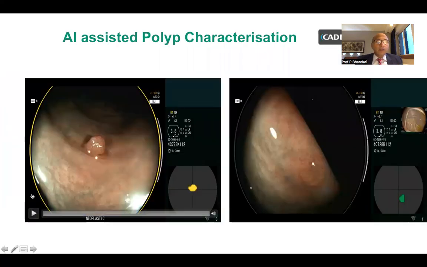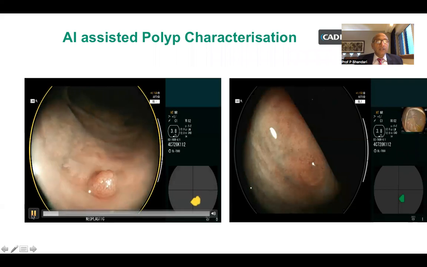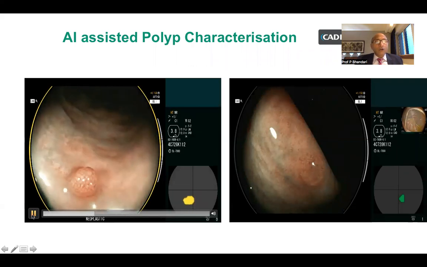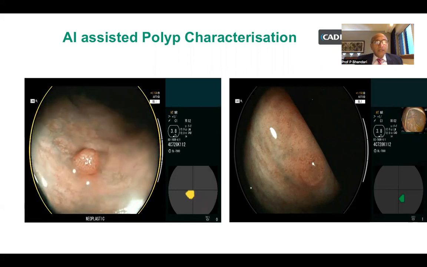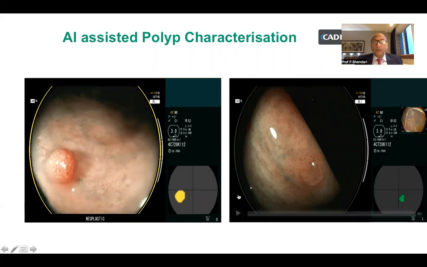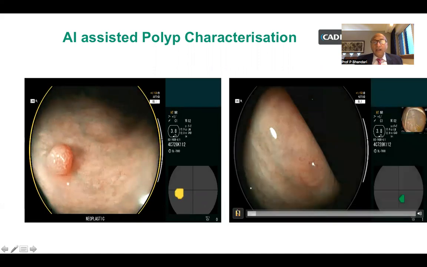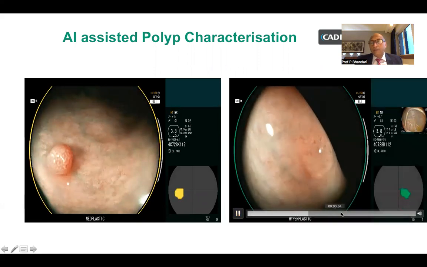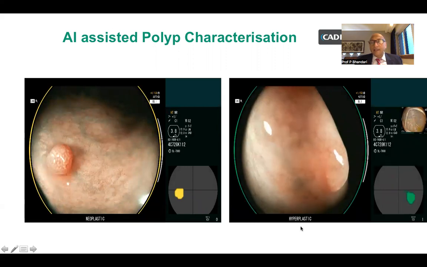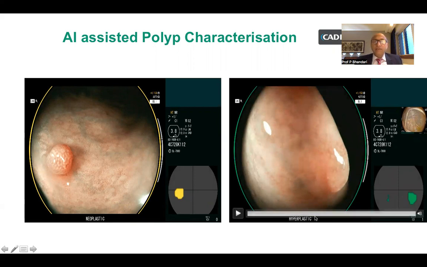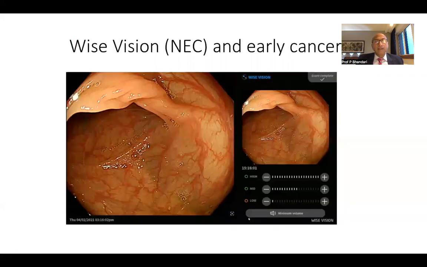Here is an example of CAD-I. You can see that when you switch on to BLI mode, it immediately tells you it's a neoplastic polyp. On the other hand, if it is a hyperplastic polyp, it's a green heat map, and it tells you that it's a hyperplastic polyp. It's as simple as that. So it makes life very, very easy to characterize and make an optical diagnosis with AI.